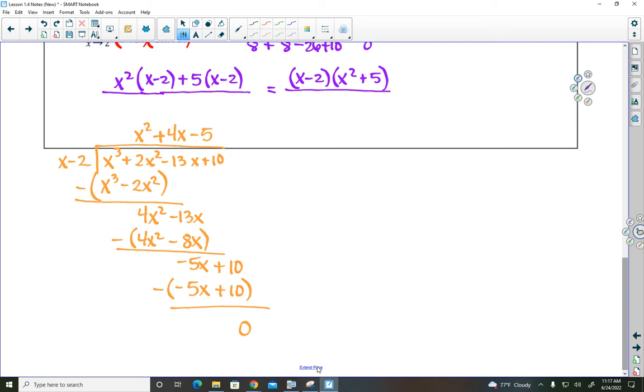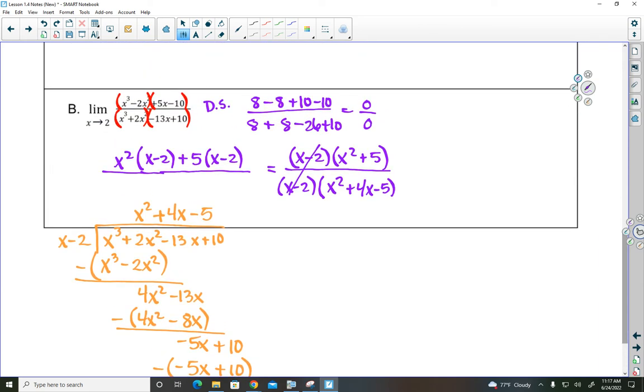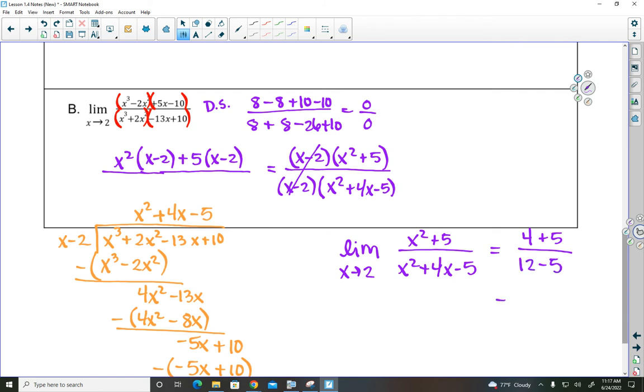Perfect. So that tells me x minus 2 is a factor of the denominator, and the other factor is this x squared plus 4x minus 5. Okay, so these cancel out. So we know that there's a hole at x equals 2, a removable point discontinuity. But our new limit we can write and look at the limit as x approaches 2 of x squared plus 5 over x squared plus 4x minus 5. So let's try direct substitution now. 2 squared would be 4 plus 5. 2 squared plus 4 times 2, so 4 plus 8, 12 minus 5. So we're getting 9 over 7. It worked.